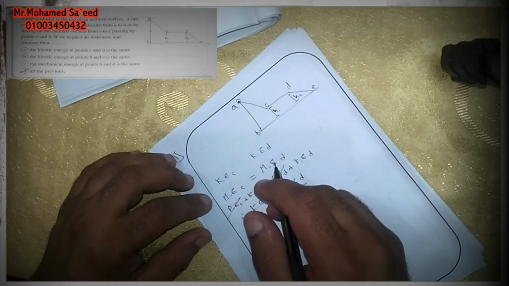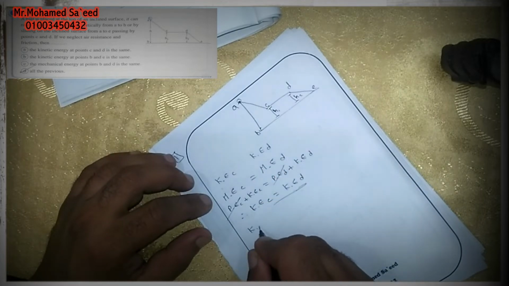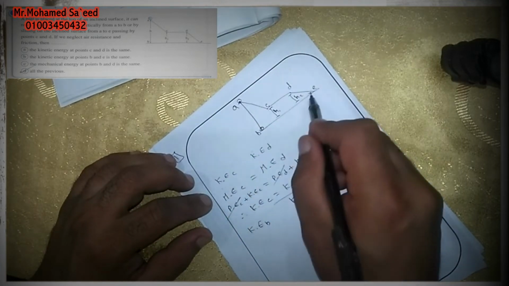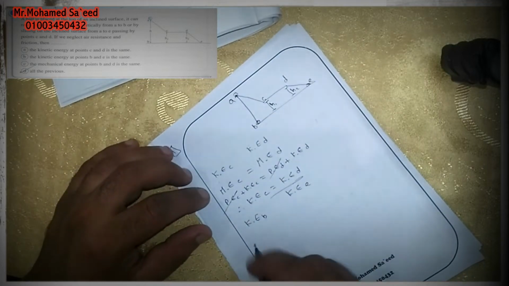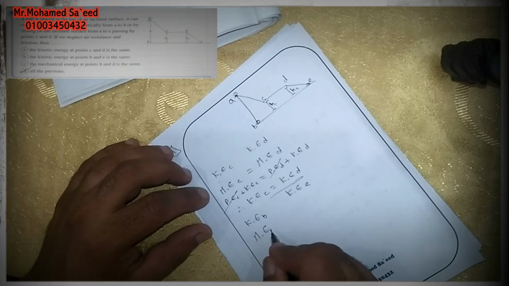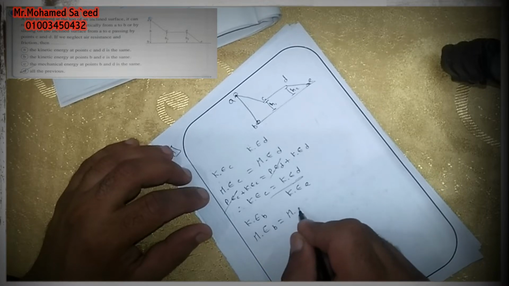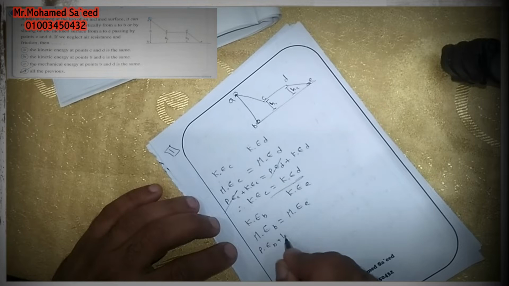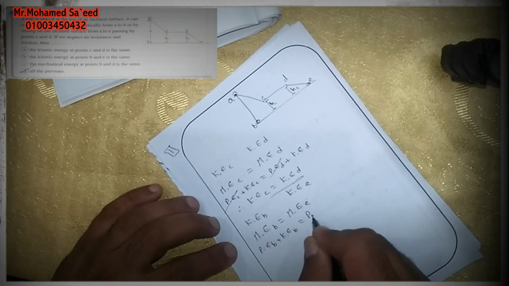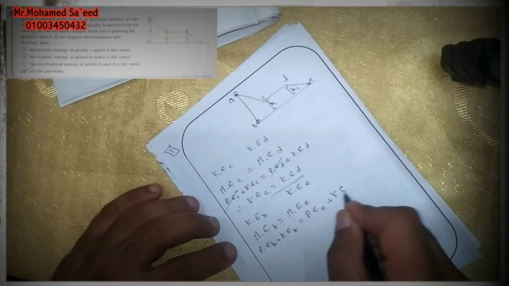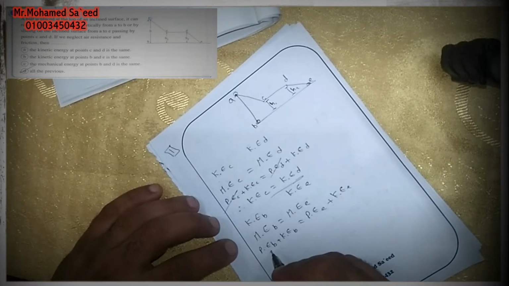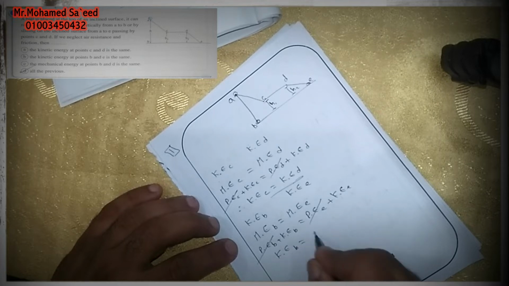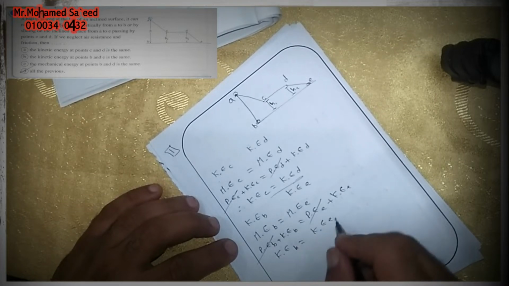The second choice, the kinetic energy at points B and E. We have learned before that mechanical energy at point B equals mechanical energy at point E. Mechanical energy equals potential plus kinetic, which equals potential at point E plus kinetic energy at point E. Potential energy at points B and E equals zero, so we can cancel them. So kinetic energy at point B equals kinetic energy at point E. So the second choice is correct.